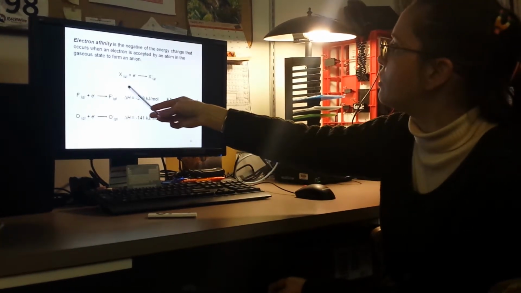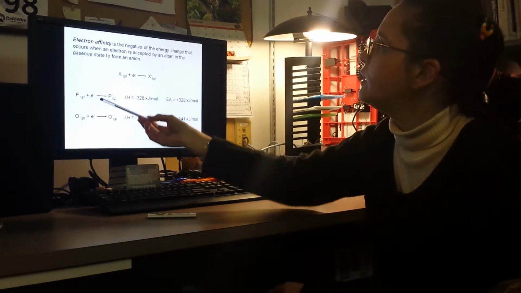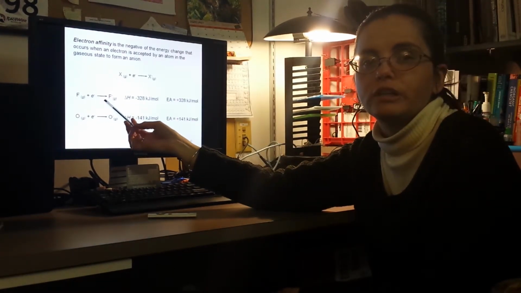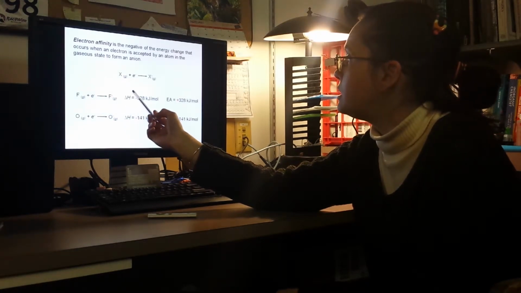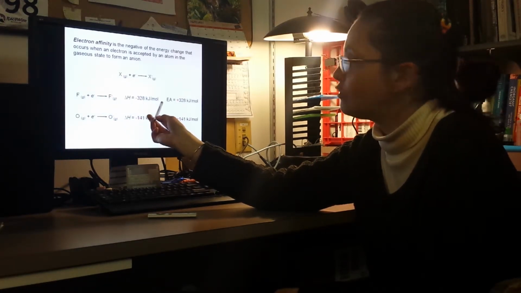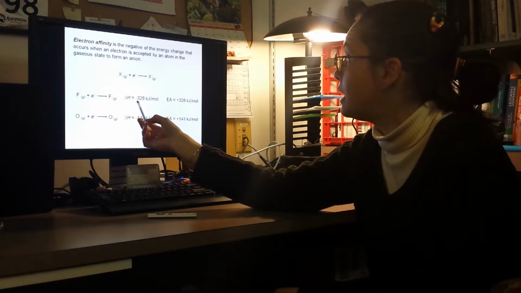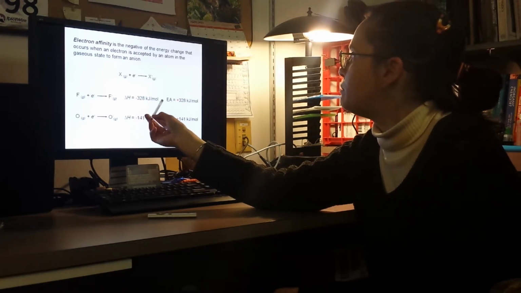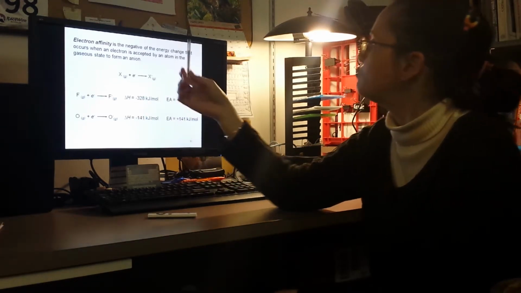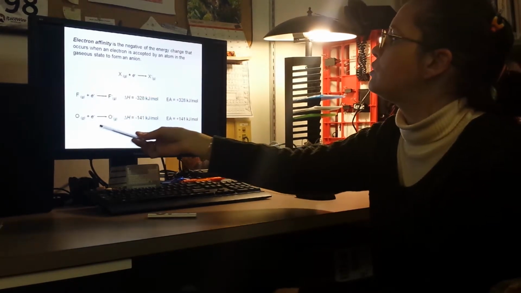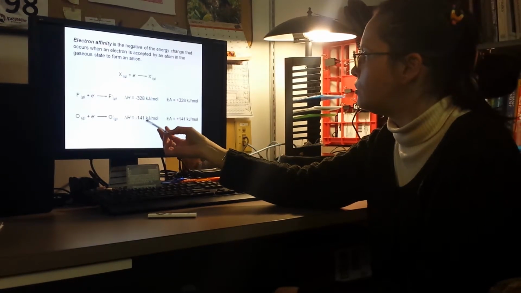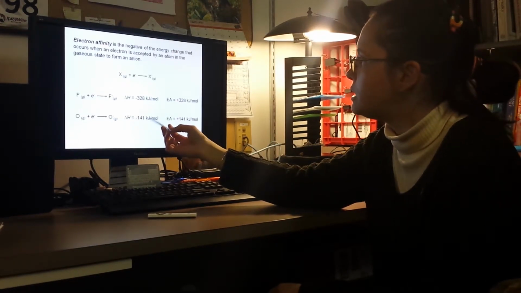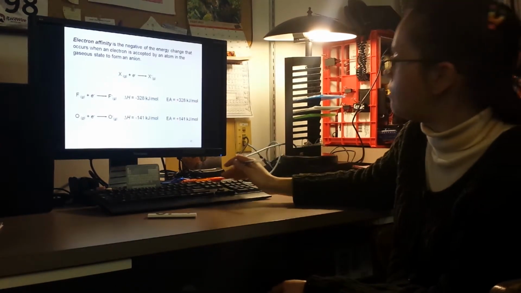So let's take a look at a real one. Here's fluorine, and here's an electron. Now fluorine is the most electronegative element. Being the most electronegative element, its delta H is going to be very favorable. This is seen by the negative value here, and a large magnitude of 328 kilojoules per mole. So we also can look at oxygen, and we see that oxygen also would very much like to take electrons, but its electronegativity is less than that of fluorine.